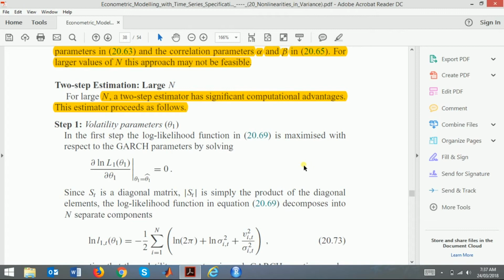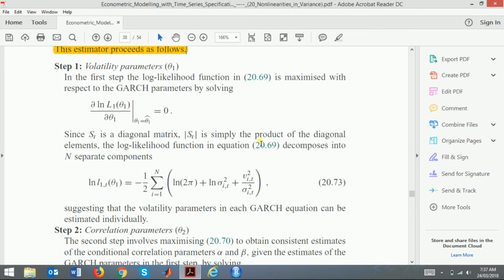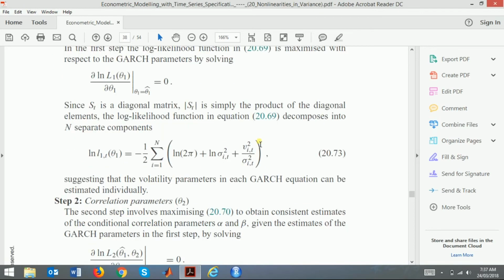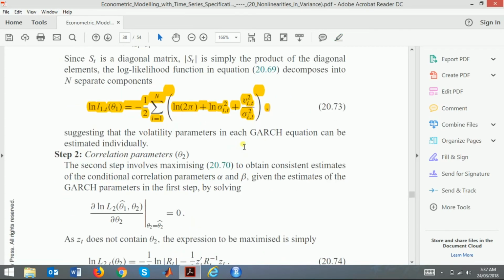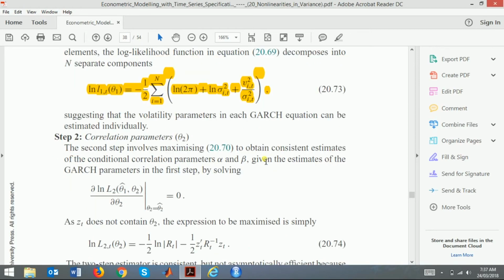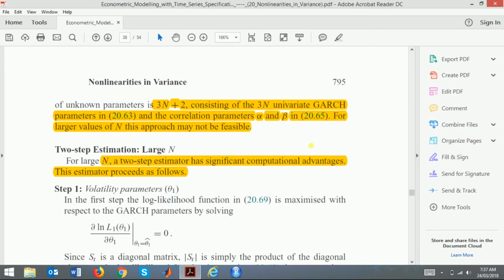In the first step, the log likelihood function is maximized with respect to GARCH, since S is a diagonal matrix. So we have the product of diagonal elements only. The log likelihood function decomposes into this, and the volatility parameters in each GARCH can be estimated individually. The second step involves maximizing to obtain consistent estimates 20.70.